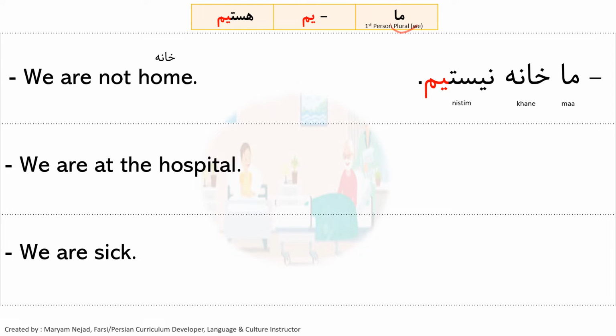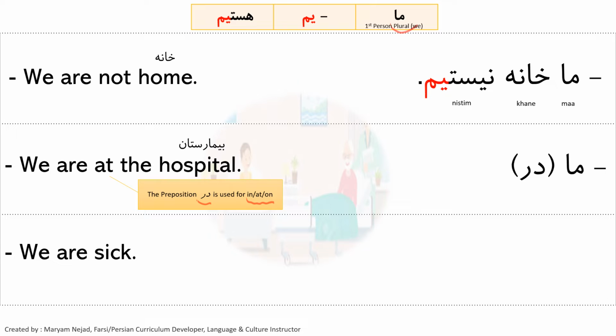Now we want to say we are at the hospital. So the preposition at, in, or on in Persian is dar. And then hospital is بیمارستان. ما در بیمارستان هستیم. So dar here is in brackets because it's not very strict in Farsi. So we can also say ما بیمارستان هستیم.